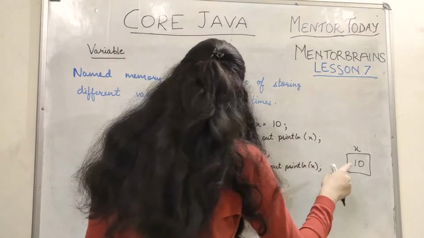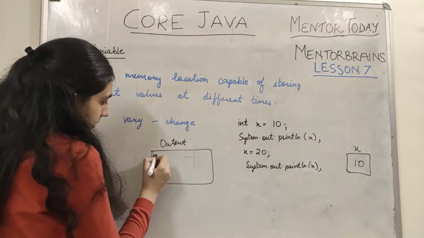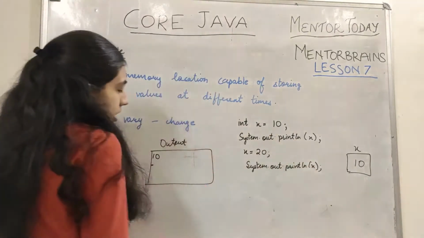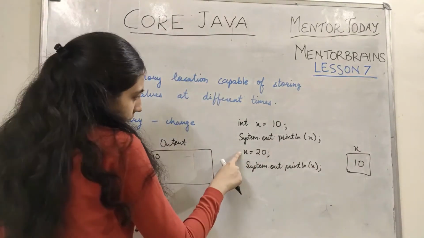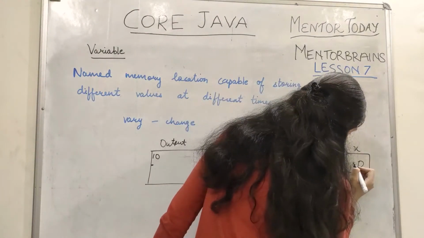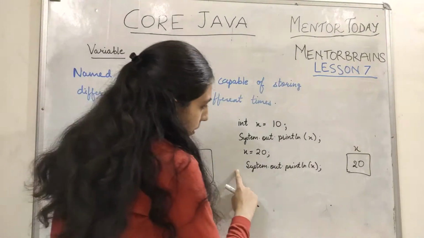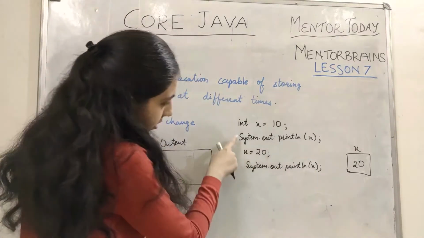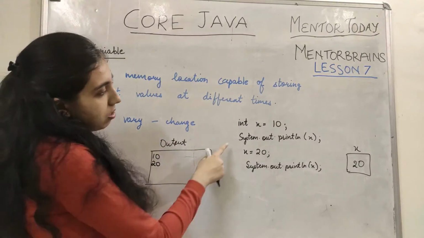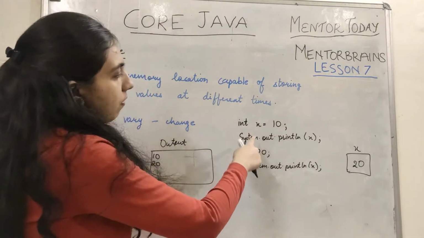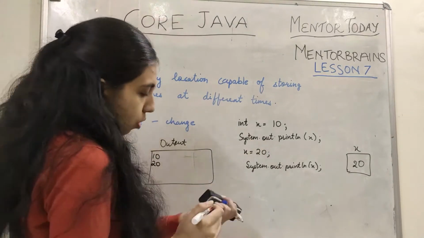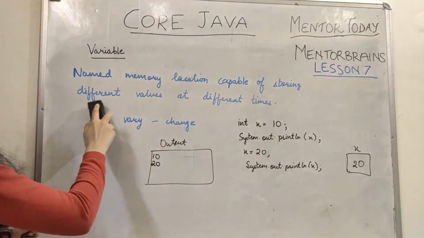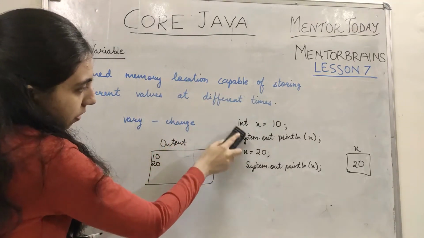Now, I am printing this on the screen. So by this statement, I'll get 10, and then the cursor will move to the next line because it is System.out.println. Now x equals 20. With this line, this 10 will get updated and turn to 20. And when I print it, 20 will be printed. You see both print statements are the same, but still the value coming out on the screen is different. Why? Because x is a variable. Its value can change, its value can vary. So a variable is a named memory location which is capable of storing different values at different times.